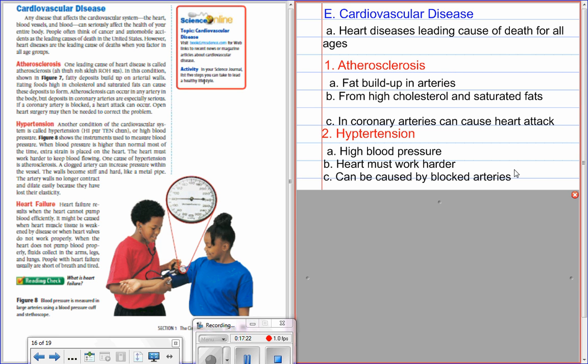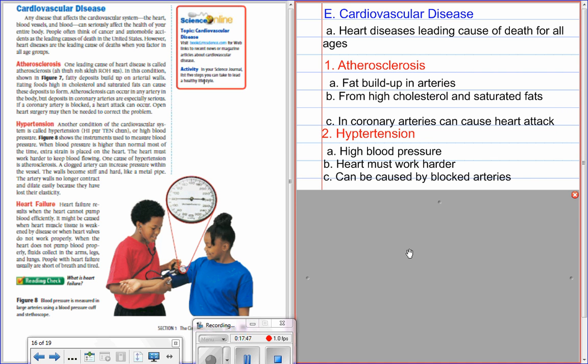Okay. Now we're going to do heart failure. Heart failure results when the heart cannot pump blood efficiently. It might be caused when the heart muscle tissue is weakened by disease or when heart valves do not work properly. When the heart does not pump blood properly, fluids collect in the arms and legs and lungs. People with heart failure usually are short of breath and tired.